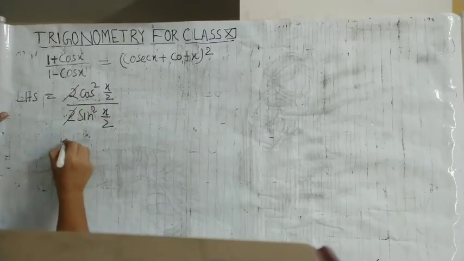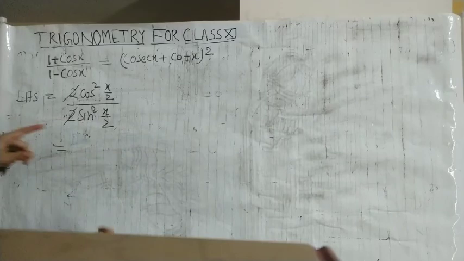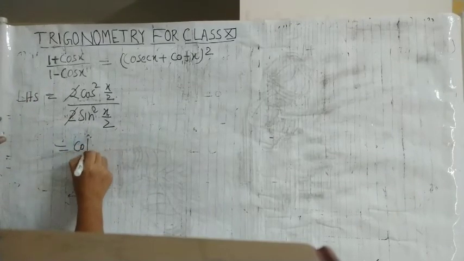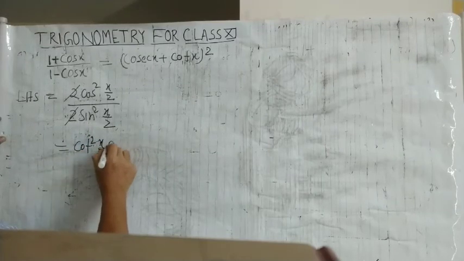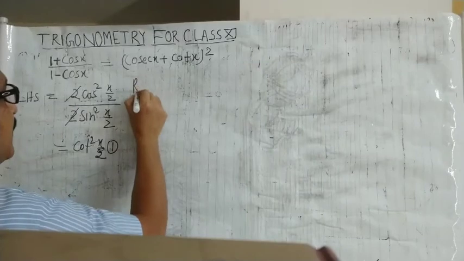2 cancelled, and cos by sin is equal to cot. So cot square x by 2. So LHS is ready. Now coming to RHS.